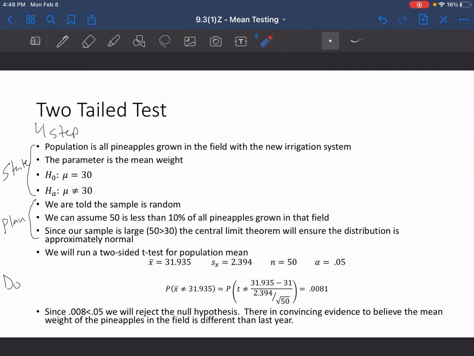So that pretty much takes care of our do portion of that. But you want to make sure that you show your work by putting it in this format right there, so that the readers know that you know what you're talking about. And then from there, finally, we just want to conclude by saying that since 0.008 is less than our significance level of 0.05, we will reject the null hypothesis. There is convincing evidence to believe that the mean weight of the pineapples in the field is different than last year, essentially. That's what we're saying by comparing it to that significance level.